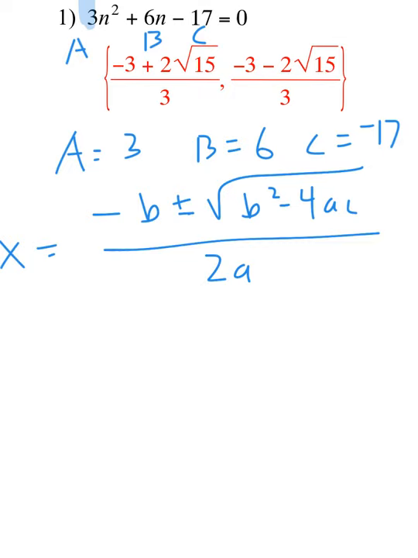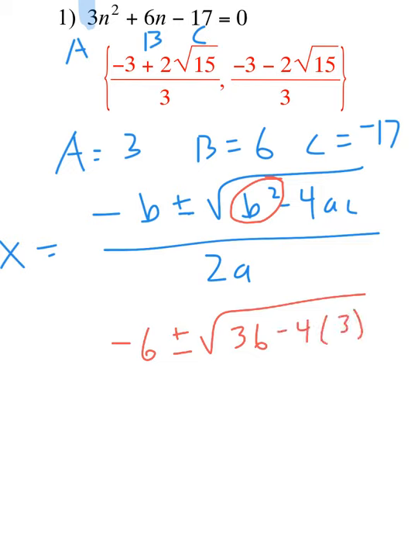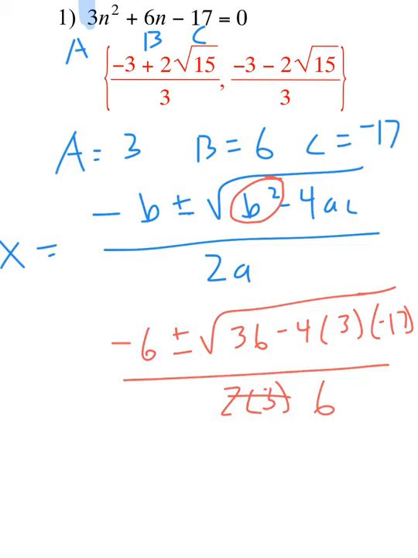So negative b, opposite b, so b is 6, so that'll be negative 6, plus or minus the square root of b squared. Remember, this guy is always positive because you square him. So 36 minus 4 times a, which is 3, and c, which is negative 17. Again, these numbers are going to be a little bigger, so you're probably going to want to have a calculator with you to help you with some of them. Then the bottom is 2 times a, 2 times 3, which of course is 6.